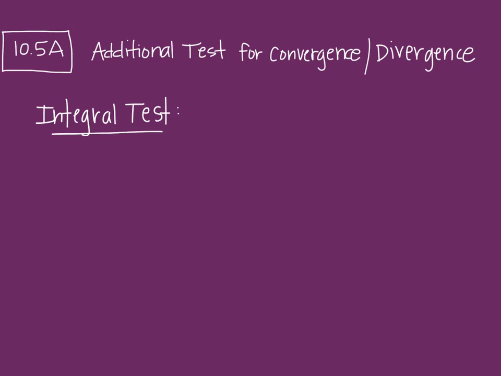This is not the official statement, I'm just going to say this. If it looks like something you could do an easy antiderivative of, like 1 over n, then this test works really well. This comes into play when the ratio test is inconclusive, or one of the other ones you've tried is inconclusive. All right, so here we go.